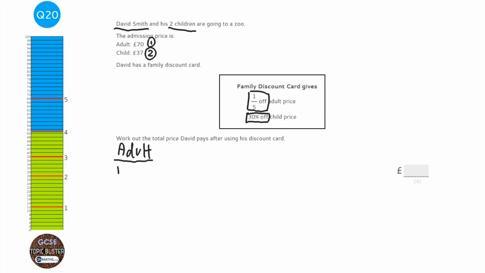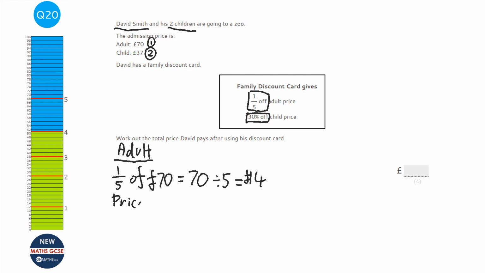So a 5th off. Well, first of all, let's work out a 5th of £70. So to work out a 5th, you can just divide 70 by 5. Now I know that 10 5s are 50 and 4 5s are 20, so that's going to be 14. So that's going to be £14 he gets off. So therefore the price will be the £70 take away the £14. So 70 take away 10 is 60, take away 4 is 56. So he's going to pay £56 himself.